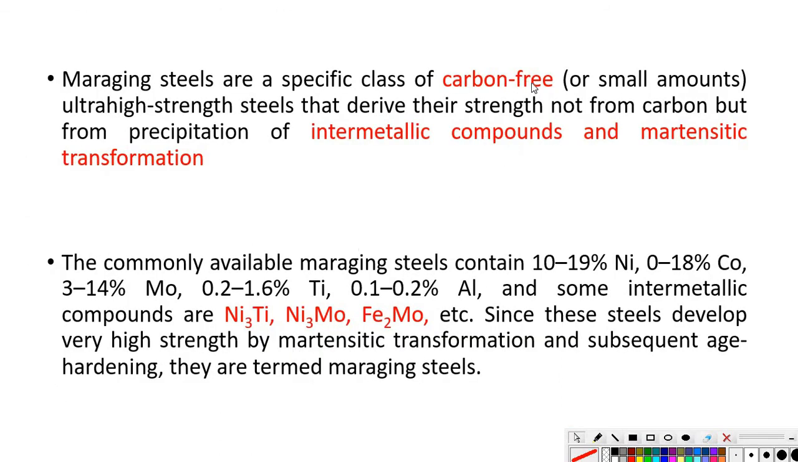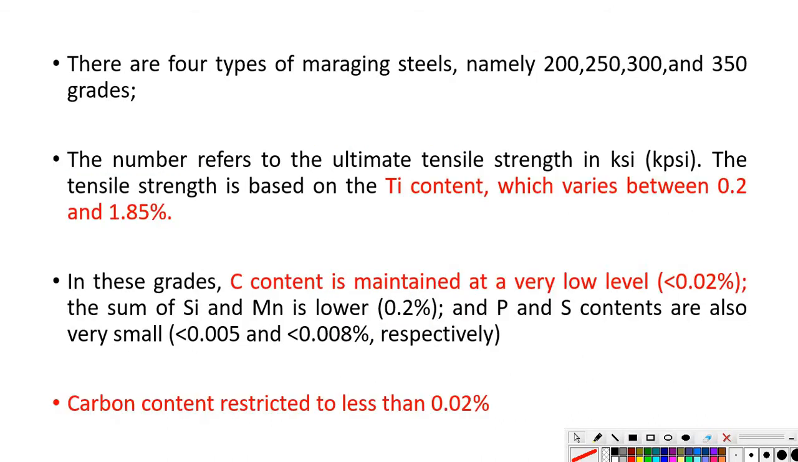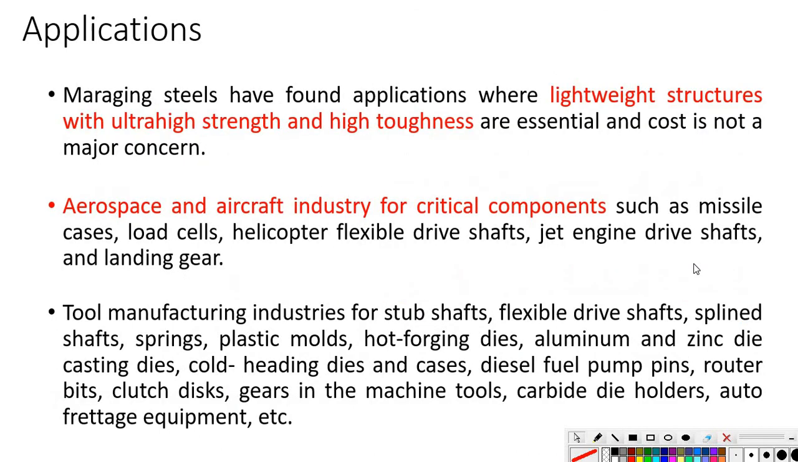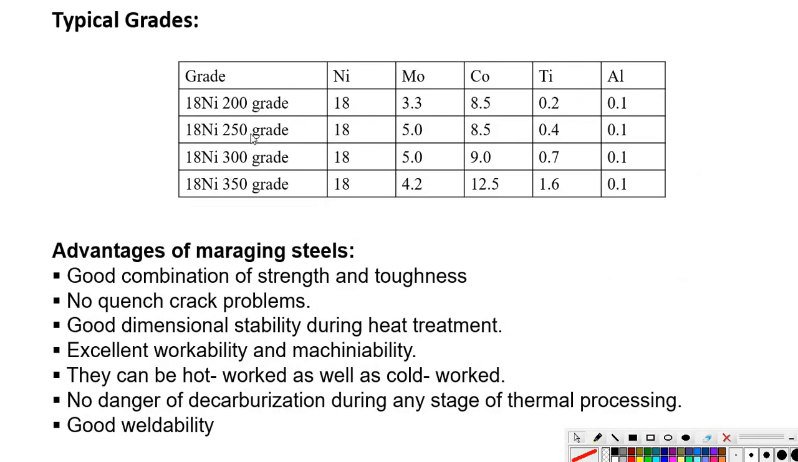This is carbon free, or a small amount of carbon is used in maraging steel, and the strength is developed by the precipitation of intermetallic compounds and martensite transformation. And what is the percentage of different alloy elements? We use around 18 to 25% nickel, 0 to 18% cobalt, and the percentages are given in another table.